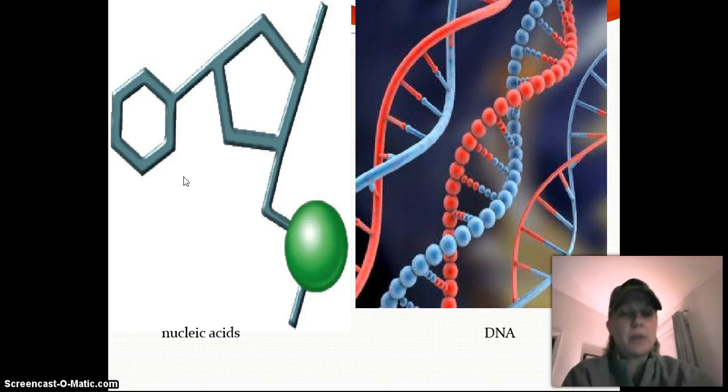If you have any questions, please make sure you ask your teacher, and I hope everything is filled in on your chart, and we will discuss this in class either with myself or your other science teacher.